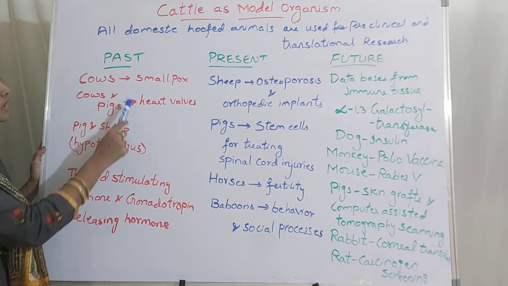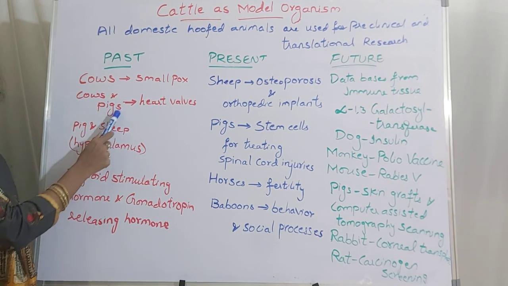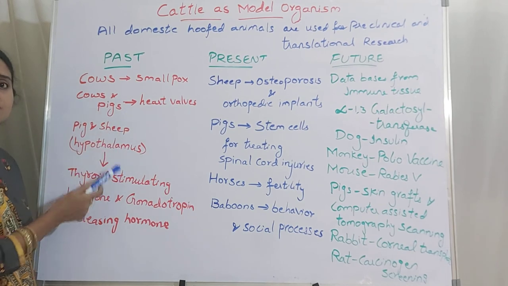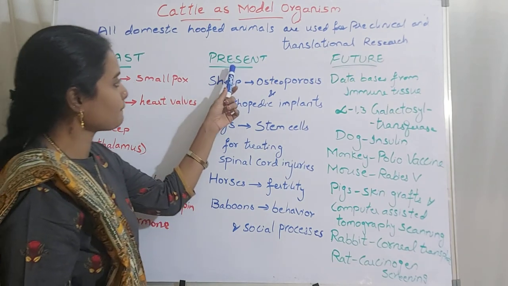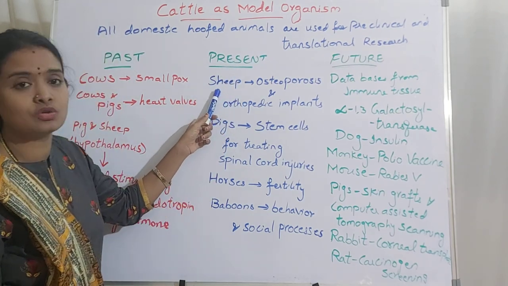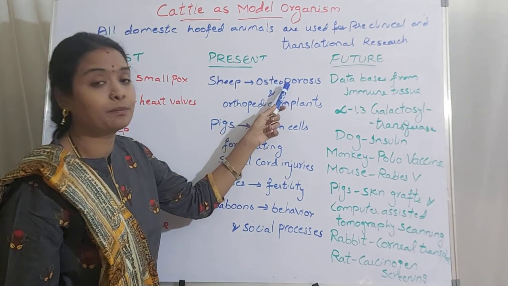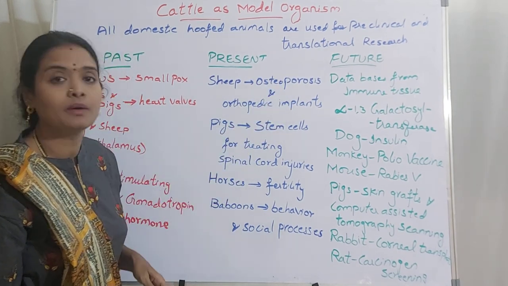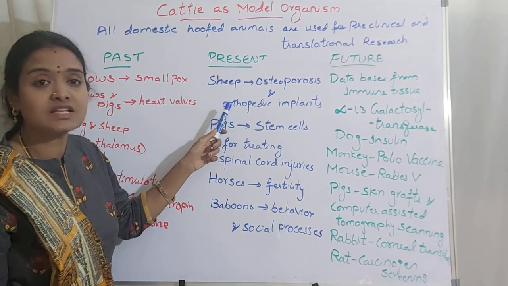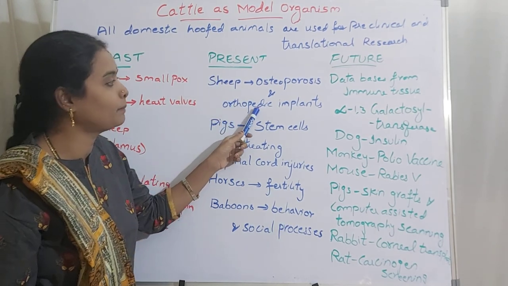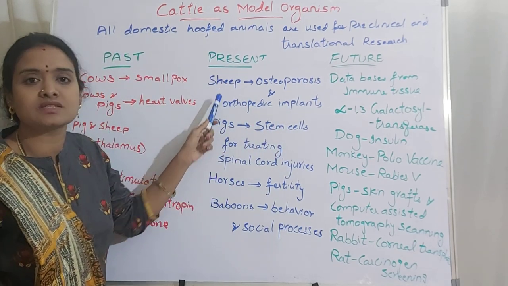This was the research which was done on animals in order to produce these vaccines. Then in the present, sheep are used for osteoporosis, the fragileness of the bones. The research is on the bones. The sheep are also used in order to transplant the bones. That is, orthopedic implants are also done by using the sheep as an animal model.